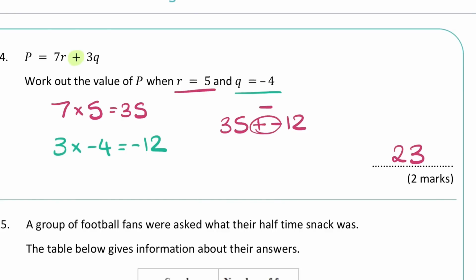The only one you really have to be careful of in terms of the symbols is when you have that double negative, so something like 35 take away negative 12. Now in that scenario they turn into a plus. It's one of the only scenarios where they do, but there you go, that's the ones to be really careful of. Had it said 7R minus 3Q, then you would have had that scenario involved, so you'd have to be really careful. But there we go, let's get rid of that because it wasn't a takeaway.